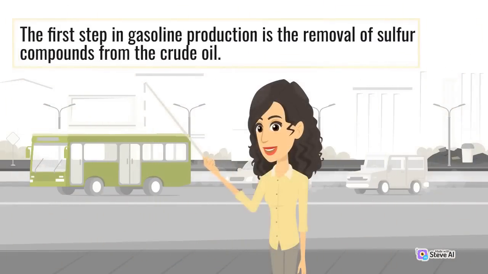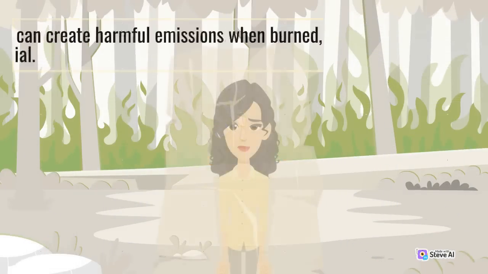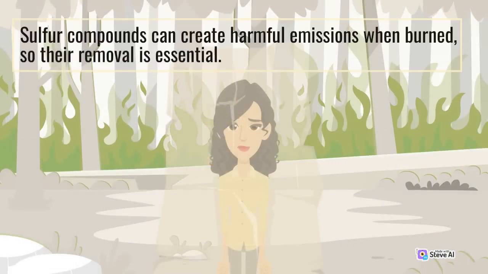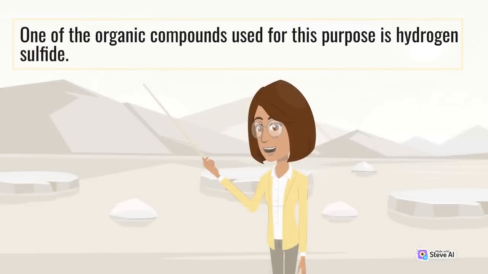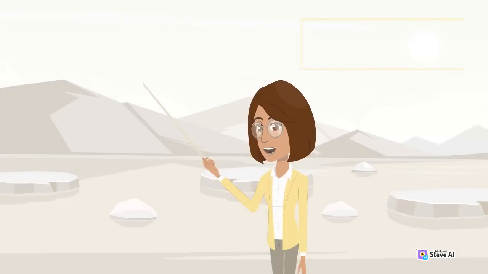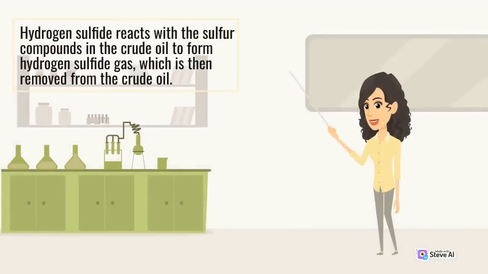The first step in gasoline production is the removal of sulfur compounds from the crude oil. Sulfur compounds can create harmful emissions when burned, so their removal is essential. One of the organic compounds used for this purpose is hydrogen sulfide. Hydrogen sulfide reacts with the sulfur compounds in the crude oil to form hydrogen sulfide gas, which is then removed from the crude oil.